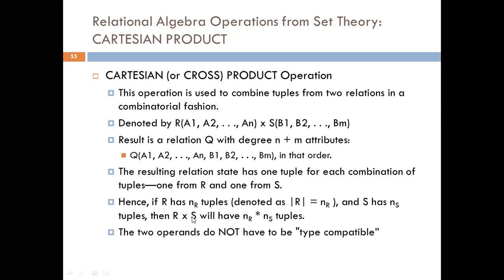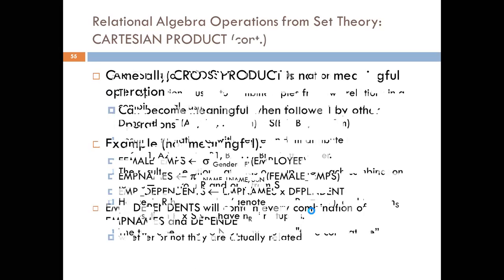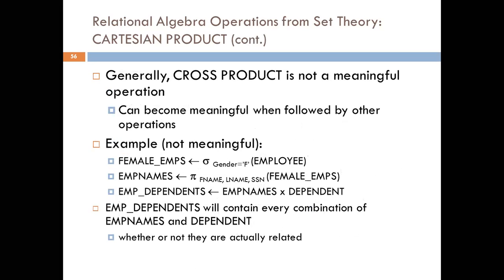So if R has NR tuples and S has NS tuples, then R cross S will have NR multiplied by NS tuples. The two operands do not have to be type compatible when we want to perform the Cartesian operation. Generally this cross product will not be meaningful on its own. Only if it is followed by some other operation does it become meaningful.